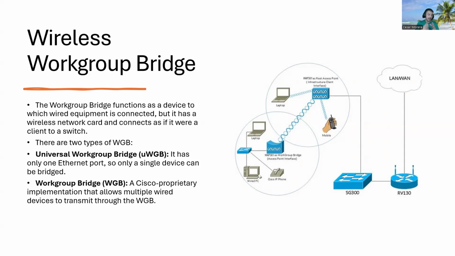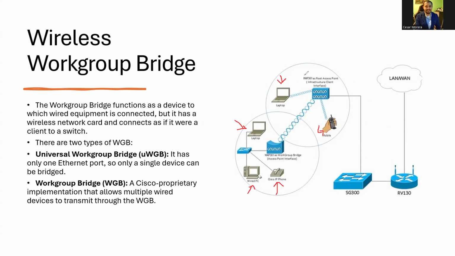Implementing this implementation that allows multiple wired devices to transmit through WGB. In this example, you can actually see we have a mobile device, a laptop, another IP phone, a wired PC, and a laptop. So let's explain this one. We have a workgroup bridge access point interface, remembering this is a Cisco proprietary implementation that allows multiple wired devices to transmit through the WGB.